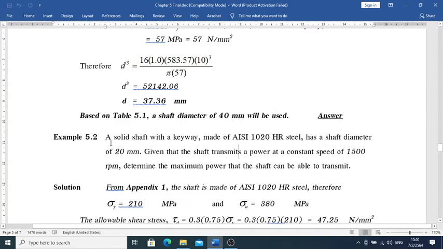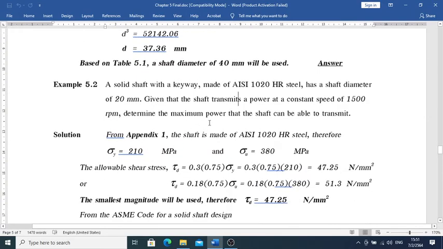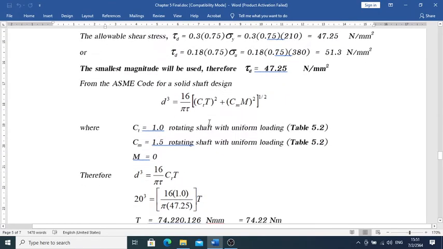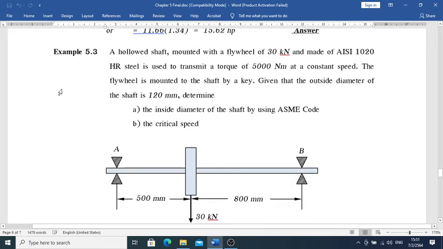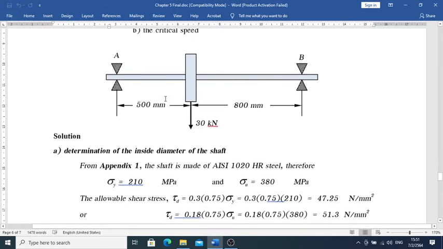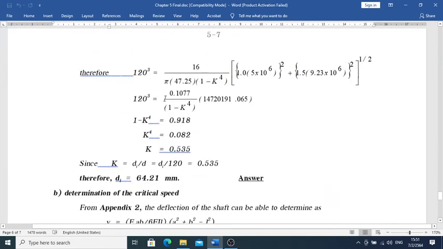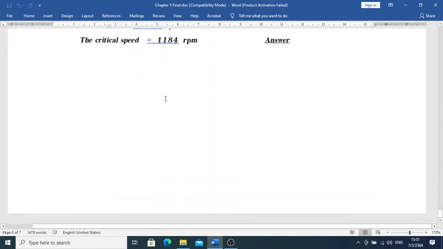Okay, and see example 5.2 on the power, things like that. We're going to have a look at it. Maybe you can have a look at it by yourself. Example 5.3, okay, you have the examination on the critical speed. You have a look at it by yourself, please. Okay, very clear on it.